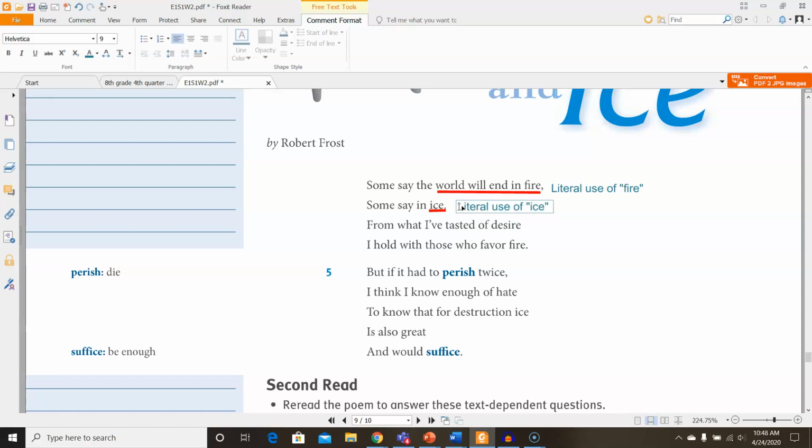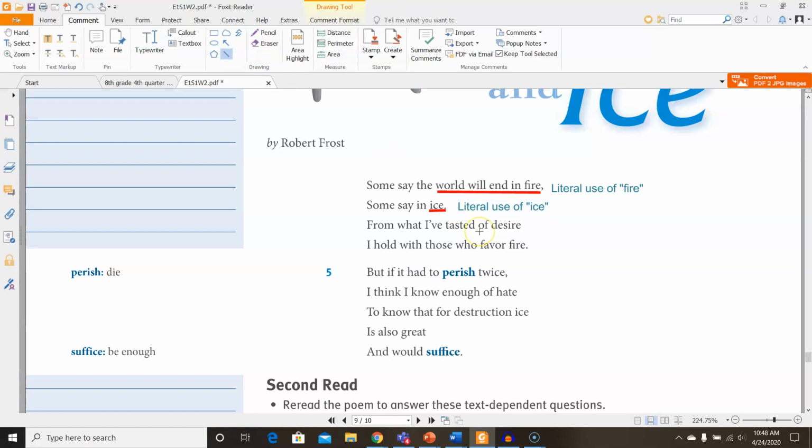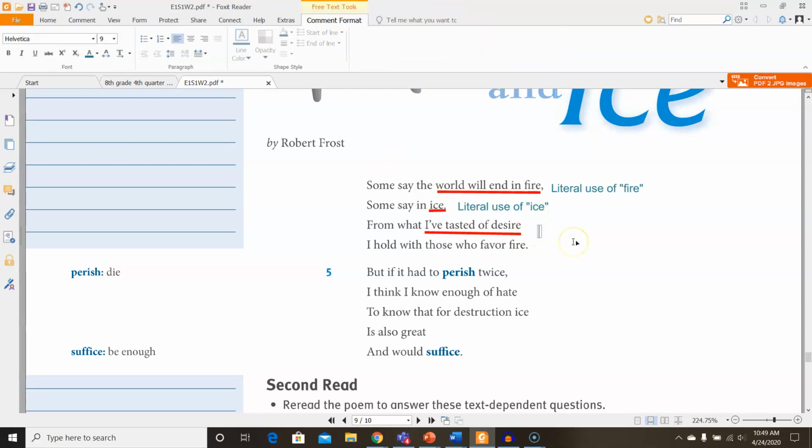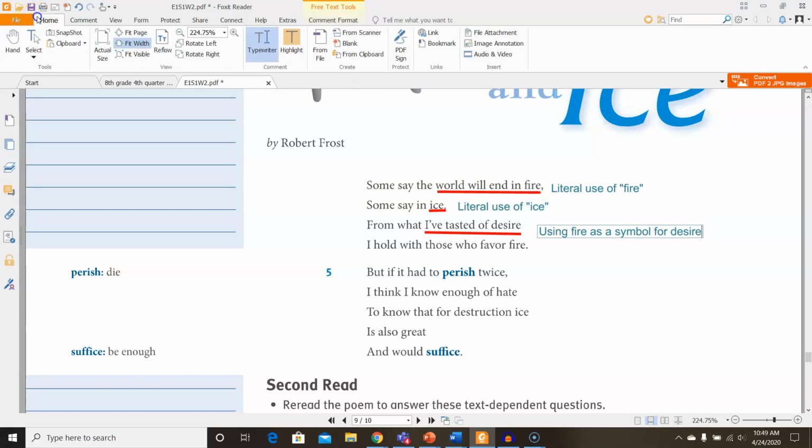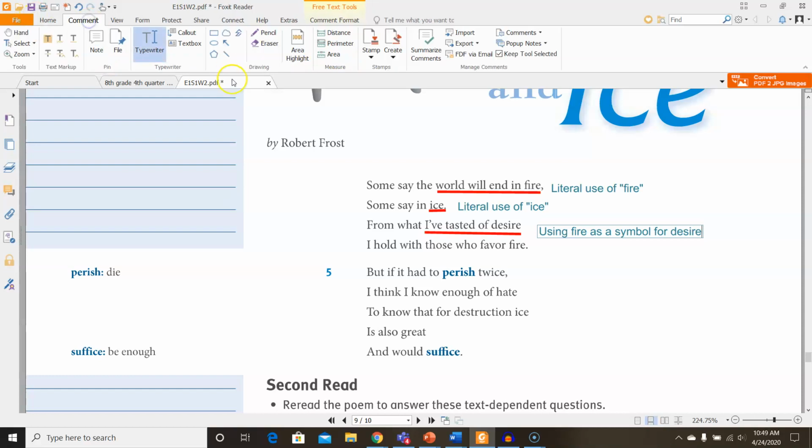From what I've tasted of desire, I hold with those who favor fire, which means he agrees with people who say that the world's going to end in fire, but not because he thinks there's going to be explosions and destructions and all that, but because of humankind's desire, maybe desire for something more. So he thinks that desire is going to be what destroys the planet. So here he's using fire as a metaphor, or as a symbol rather, for desire. Passion, desire, things like that are often associated with heat or fire. So I'm going to underline fire as well.